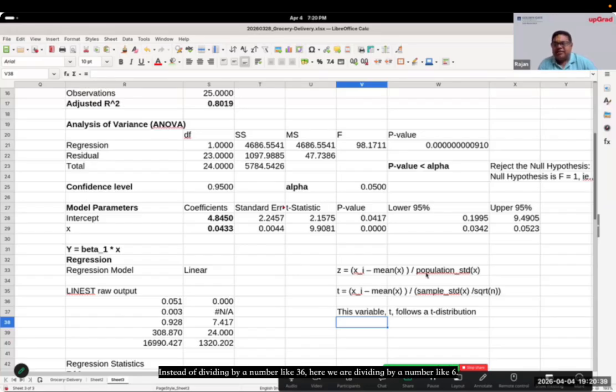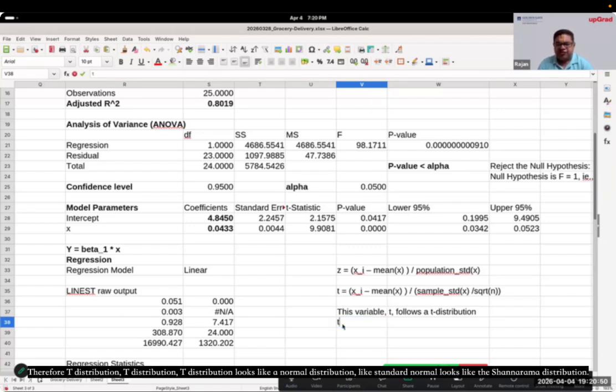If you look at this, T and Z look very similar in form. Instead of dividing by a number like 36, here we are dividing by a number like 6. That's what it is essentially, but otherwise they look very similar. Therefore, the T distribution.